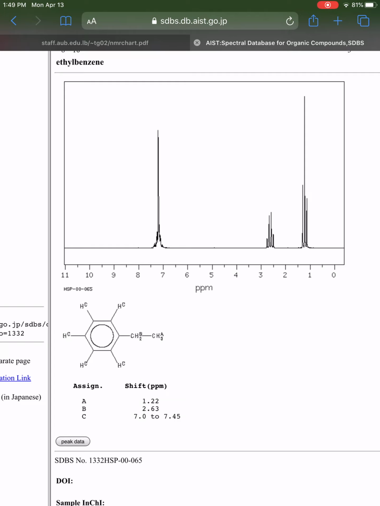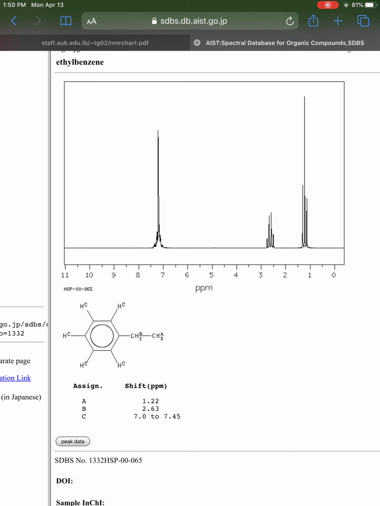Here's a helpful tip. Whenever you're looking at NMR spectra, if you see a signal between 6.5 and 8, that's almost a sure bet that that's going to be an aromatic group, because that's really the only thing that tends to absorb in that region. Pretty far downfield, sticks out like a sore thumb.